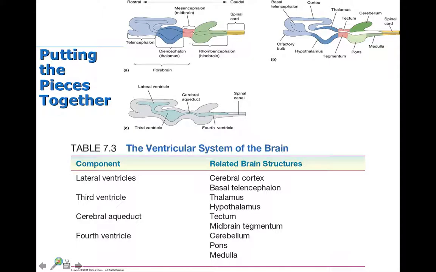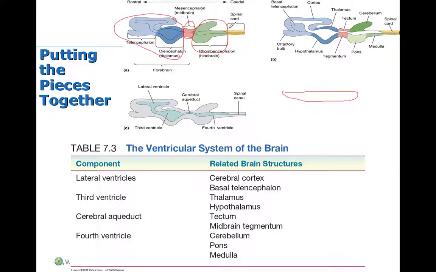So note how there is differentiation. It's not just here's a tube and then the brain comes about. You have differentiation where each individual region will further differentiate to give you certain structures. So you have the prosencephalon, which is made up of the telencephalon and diencephalon, the mesencephalon or the midbrain, and the rhombencephalon, and then the spinal cord.